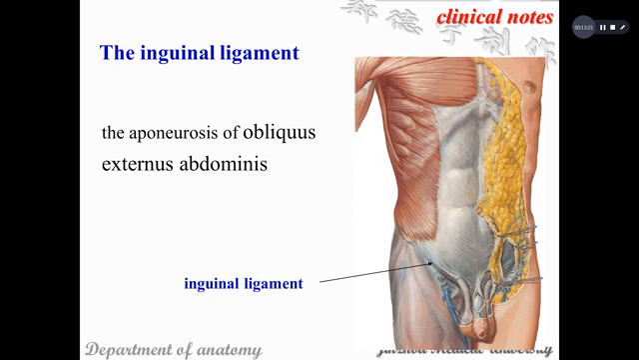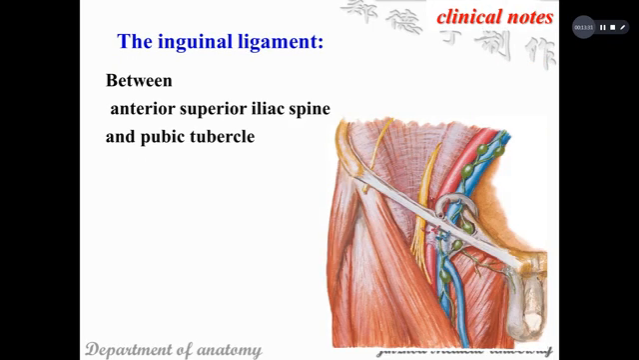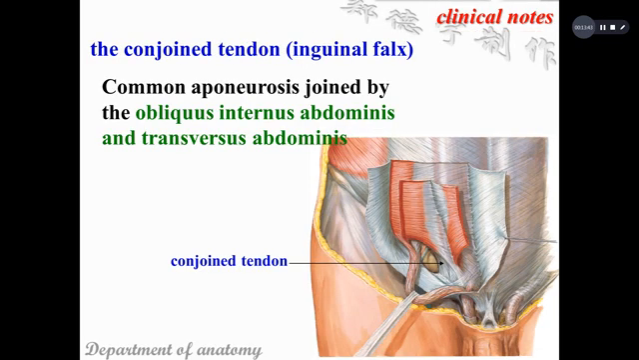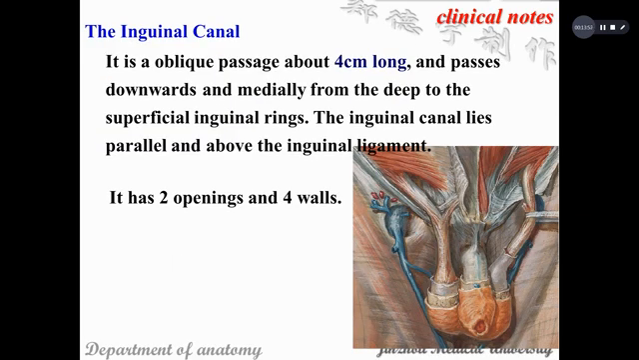The inguinal ligament runs between the anterior superior iliac spine and the pubic tubercle. This is the inguinal ligament. And the conjoined tendon is formed by these two muscles, the internal oblique and the transversus abdominis. The inguinal canal includes two openings and four walls.